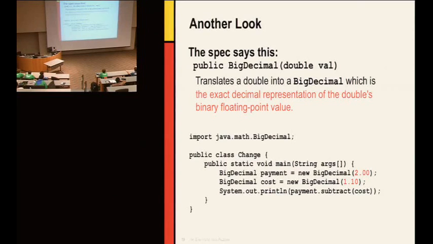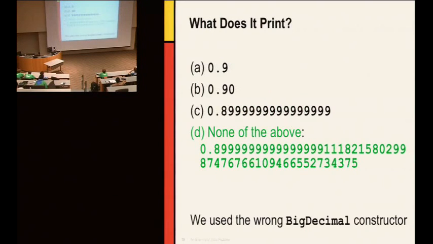How many bits are there in a double? 64. So that's what you're looking at when you look at this garbage. You're looking at 64 bits precisely translated into a decimal. That is the exact value of the thing that was represented as 0.8999 whatever last time.